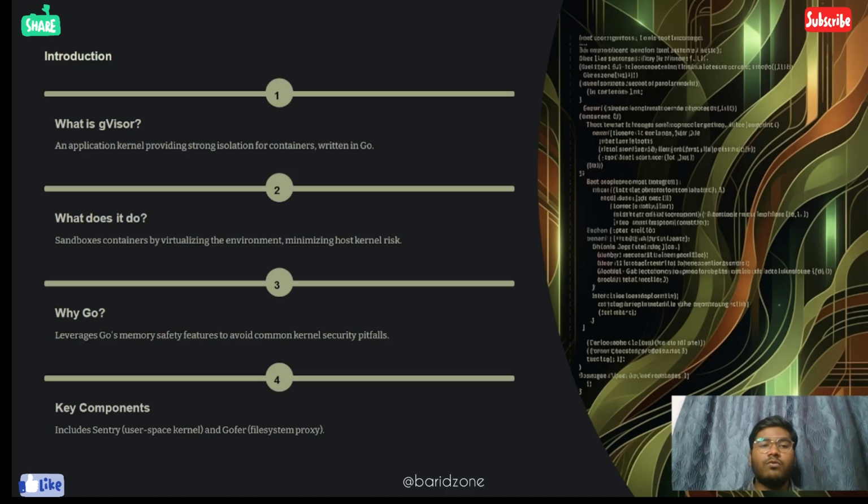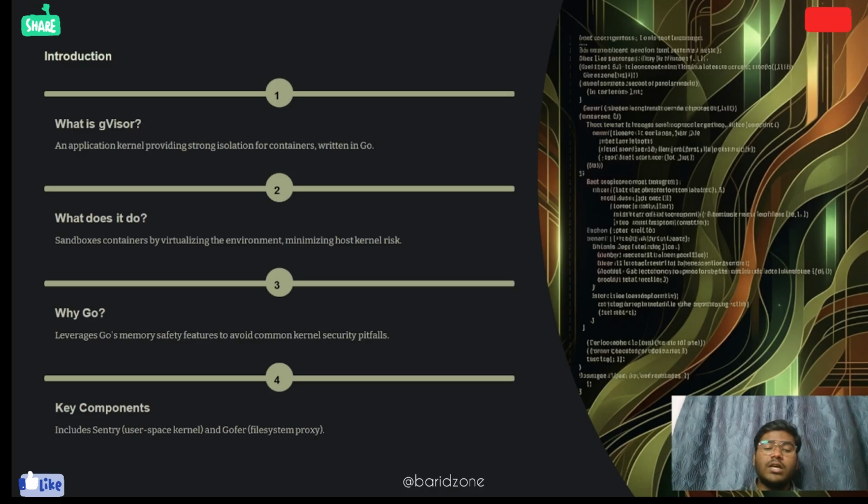What is gVisor? gVisor is an open source application kernel developed by Google and written in the Go programming language. This is the basic definition of gVisor. What does it do? It implements a large portion of the Linux system call interface in user space. This means applications think they are communicating with Linux, but actually they are communicating with gVisor.